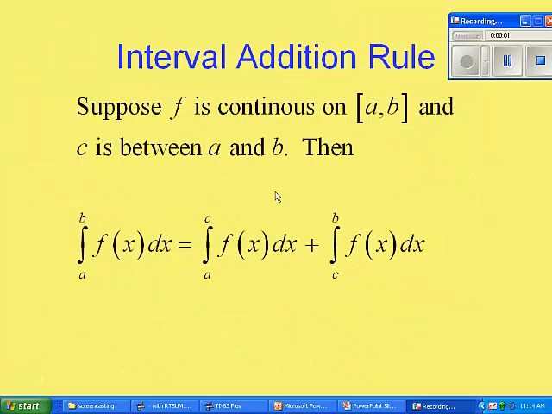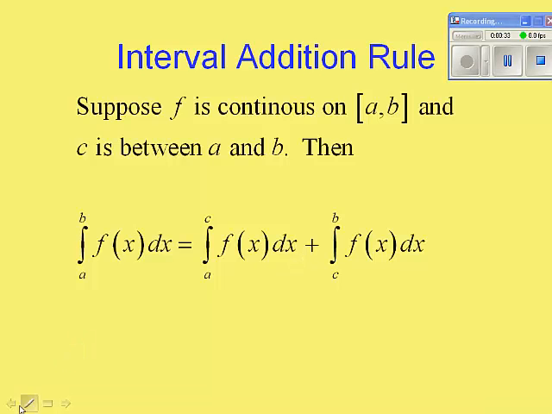In the last example, we said, here's what the rule says. Suppose f is a continuous function on AB. That's what we had. We had a cubic function. That's continuous. What you're allowed to do is split up your integral at any point you want between A and B. And we do that especially at zeros, because then you're going to change from negative values of the integral to positive values of the integral. Does that make sense? Okay.